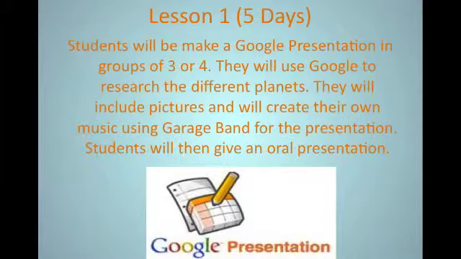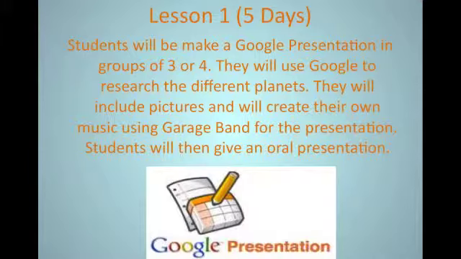On day 4, students will begin to add pictures to each of the slides. The students will be able to use different resources online to look for pictures of the planets and anything they want to add to enhance their presentation. The students will also be responsible for using GarageBand to make background music for their presentation.